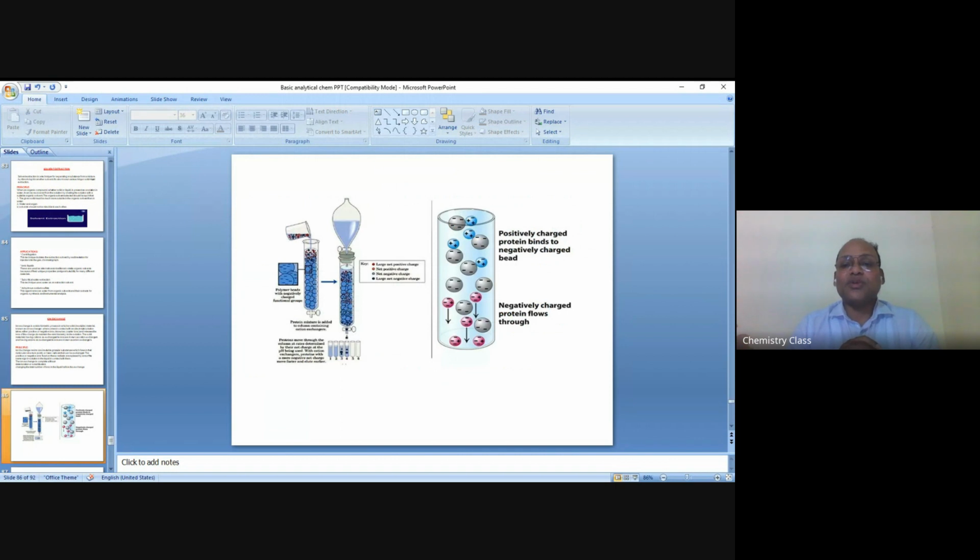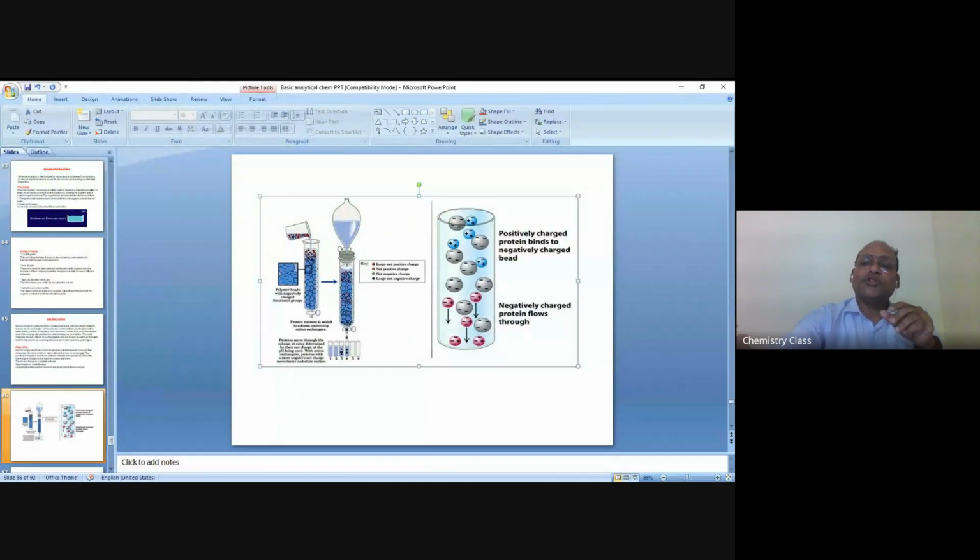Okay, these are the methods. You can observe the pictures. Now you can analyze the things, how ion exchange works. Positively charged proteins bind to the negatively charged beads, and negatively charged proteins flow through. Okay, so this is the ion exchange process.